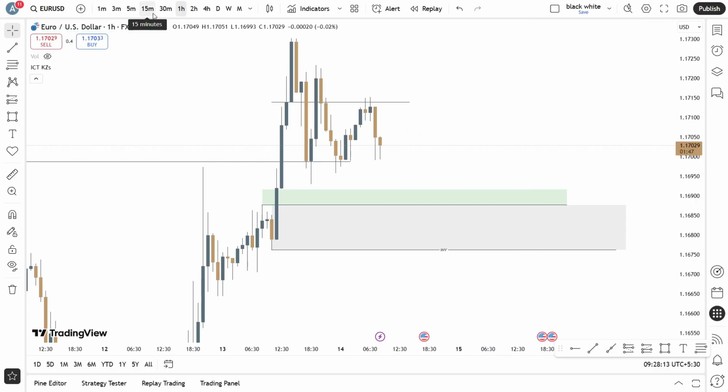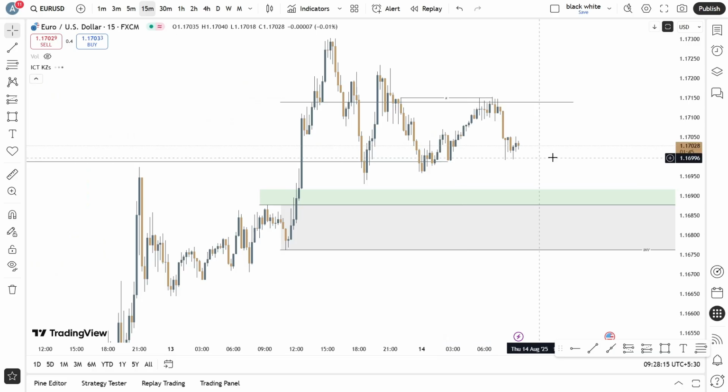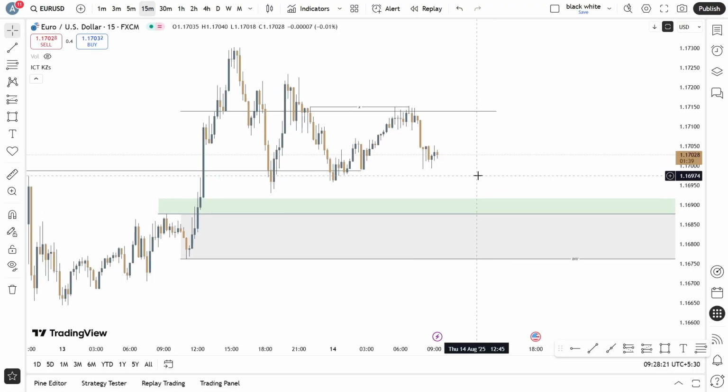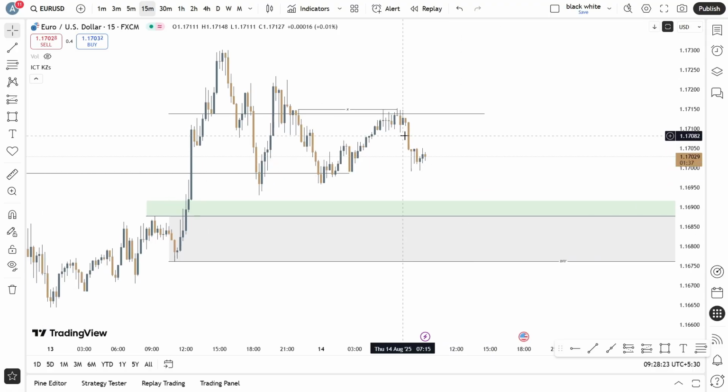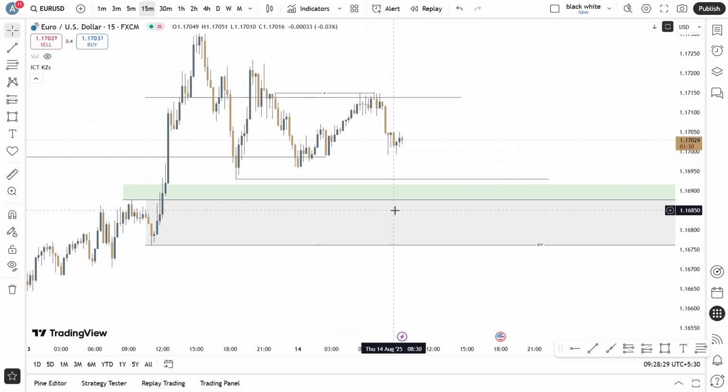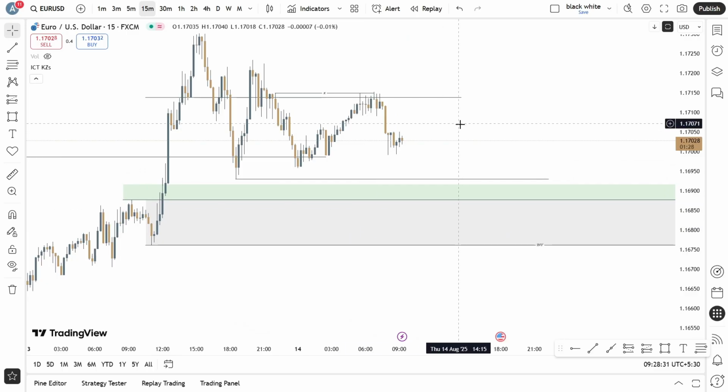Let's move to the 15 minutes to define today's bias. As we move into the 15 minutes, what we see is that the price had swept some kind of liquidity and moved into the downward side. So I'm anticipating that we could take all these liquidities sitting right below this, and then only we can possibly see a reaction at this zone.